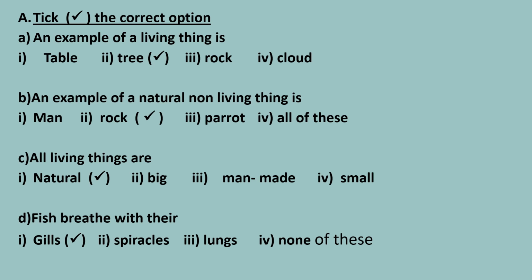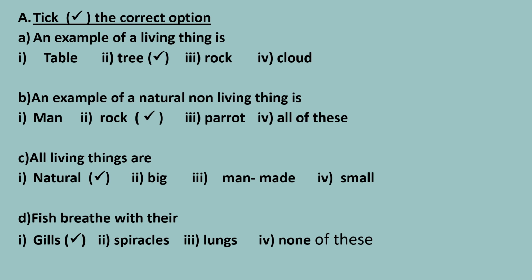The first question is, an example of a living thing is table, tree, rock or cloud. Children, first of all, what is a living thing? A living thing is one which needs food, which grows, which feels, which breathes and which reproduces.